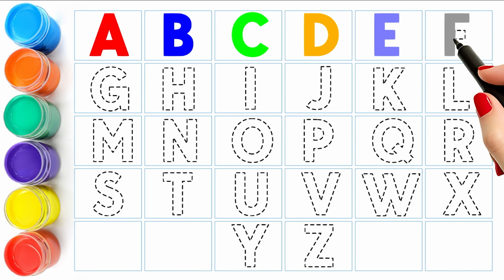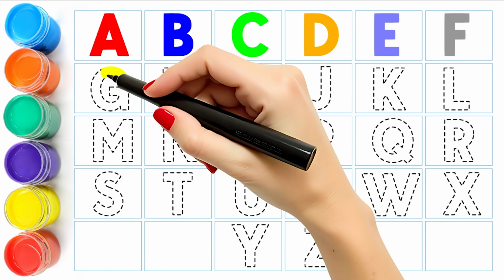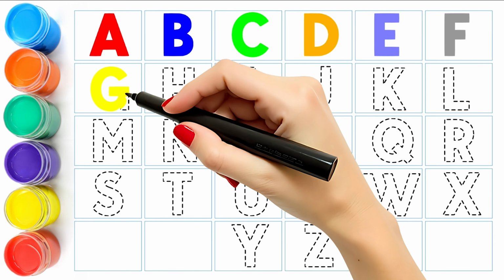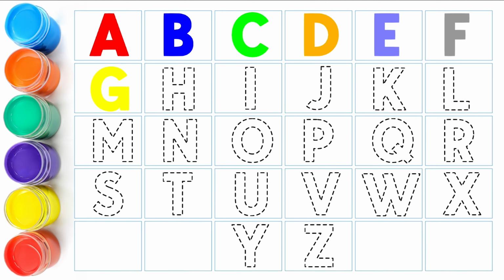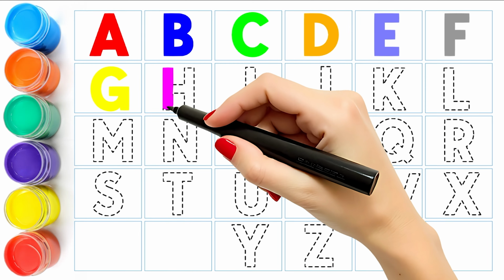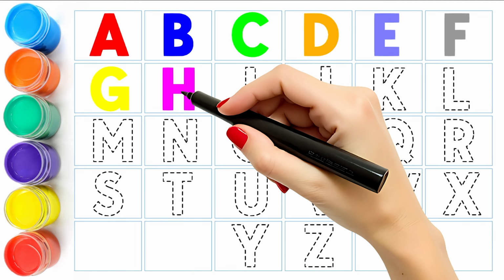F for flower. The itsy bitsy spider G for goat. Water spout. Down came the rain and washed the spider out. Out came the sun and dried up all the rain. And the itsy H for hand went up the spout again.